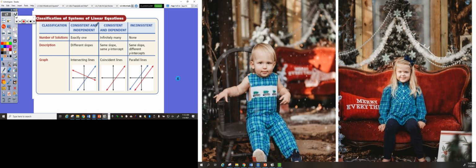If it's consistent and independent, that means there's one solution, because consistent means there's an answer, but you have one of two categories, either one answer or an infinite number of answers. So consistent and independent means exactly one solution. The slopes are different and they intersect at one point. Consistent and dependent means an infinite number of solutions, same slope, coinciding lines. These are the same equations. And inconsistent means same slope, different y-intercepts, parallel lines, no intersections. Does that make sense?